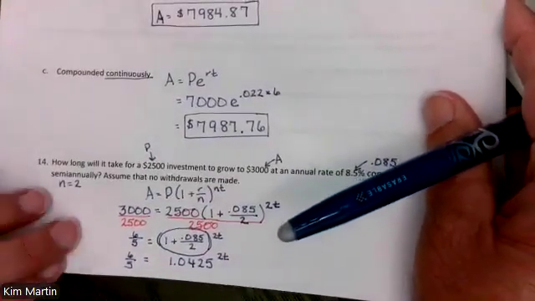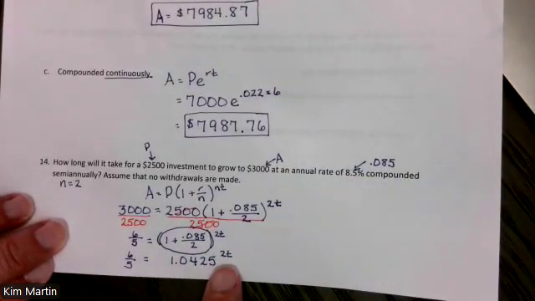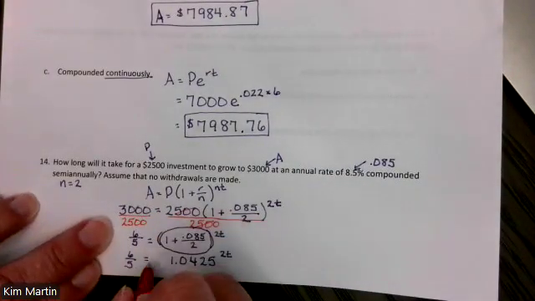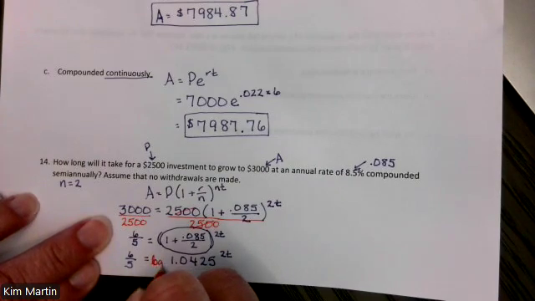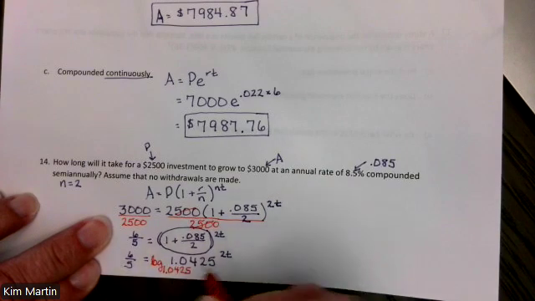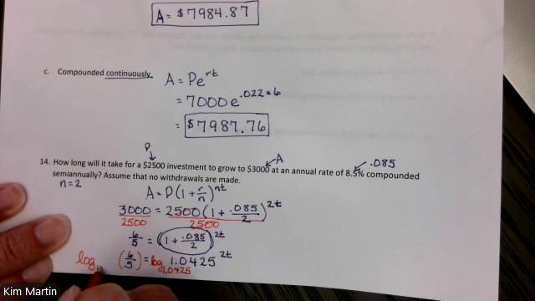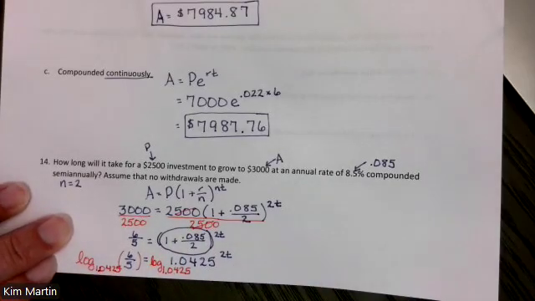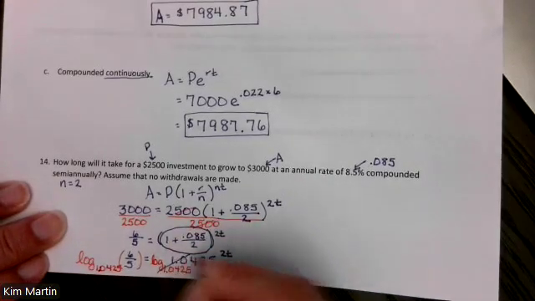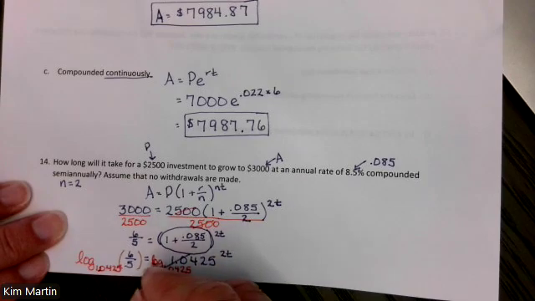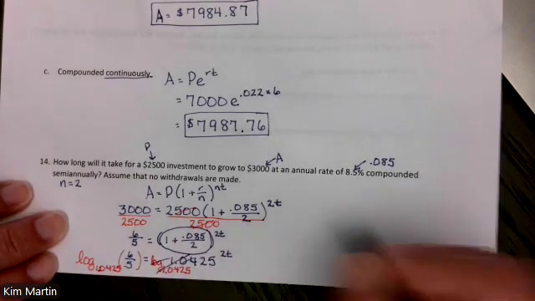Okay, so now I got to free up that exponent. What I'm going to do is take the log of 1.0425. If I do that to that side, I must do that to this side as well. Log of 1.0425. When I do that, this log cancels that out, and we're left with that 2t.